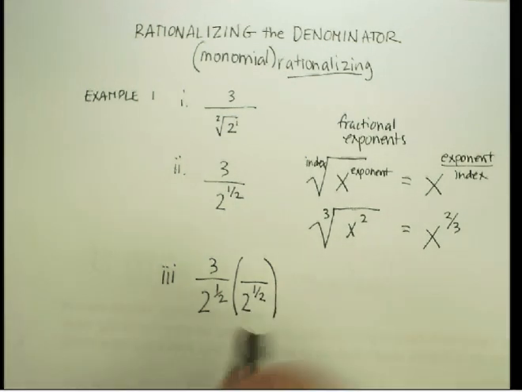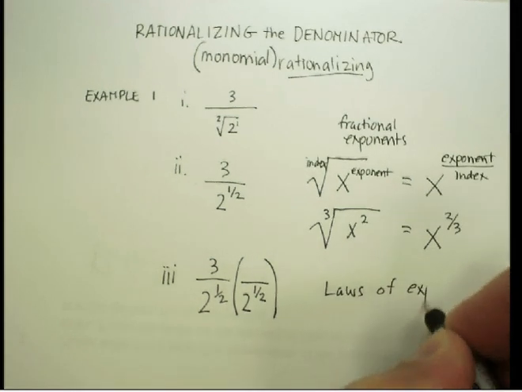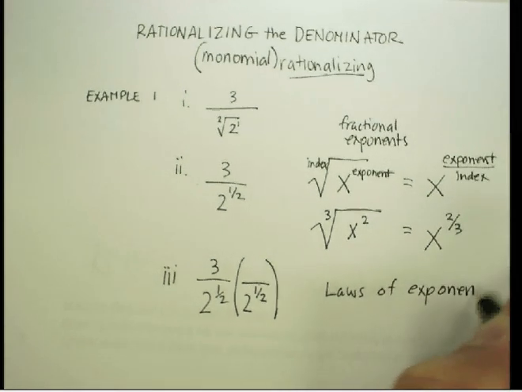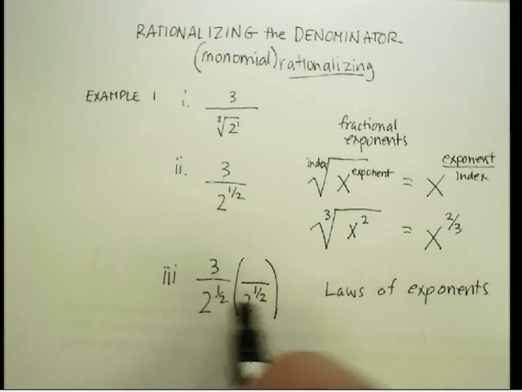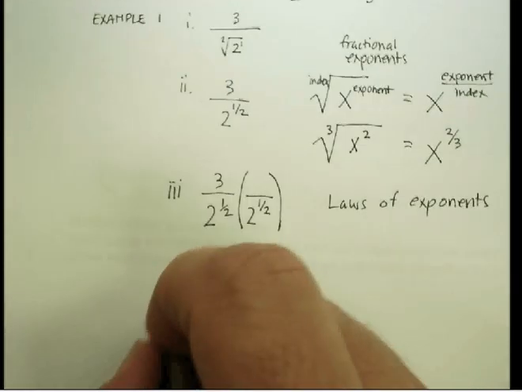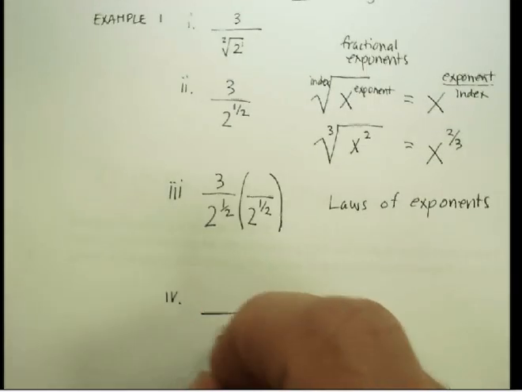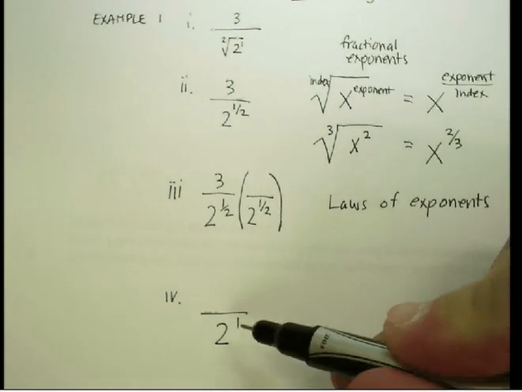Well, you have to remember your laws of exponents. Now, what do the laws of exponents say? When your base, which is 2 here, is the same, and you're multiplying 2 bases, you add the exponents. So what is 1/2 plus 1/2? It's 2 to the first, isn't it? Because 1/2 plus 1/2 is 1.